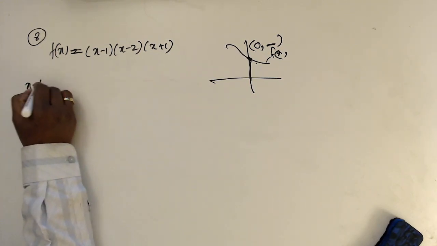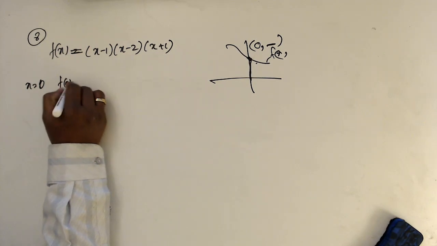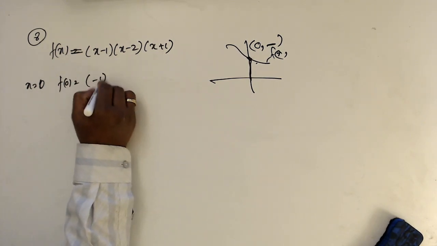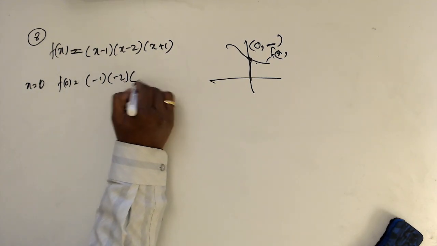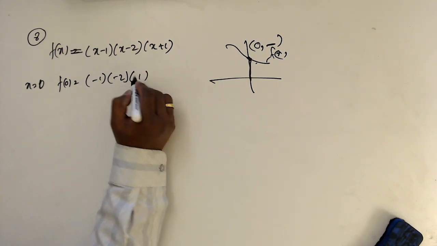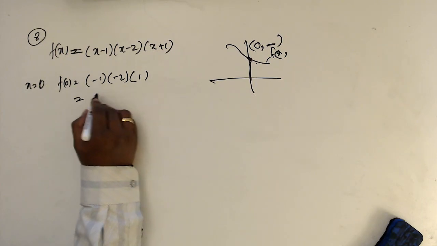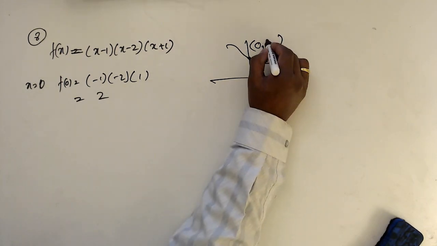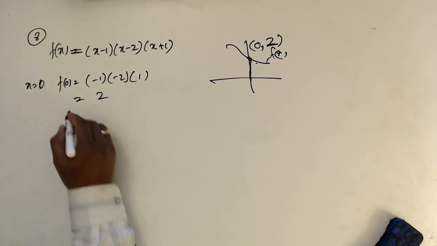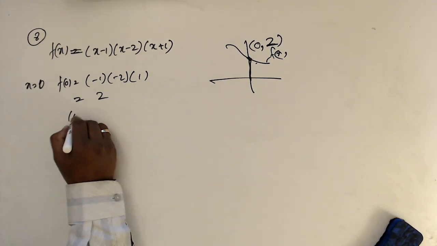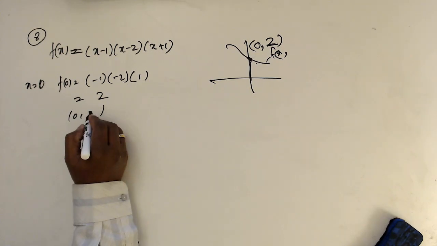When x equals 0: 0 minus 1, 0 minus 2, and 0 plus 1, which is 1. Then this is going to be 2. So this value is going to be 2, so the coordinate of this point is (0, 2).